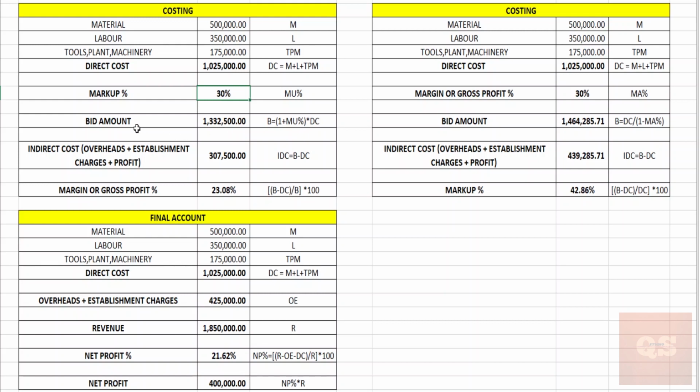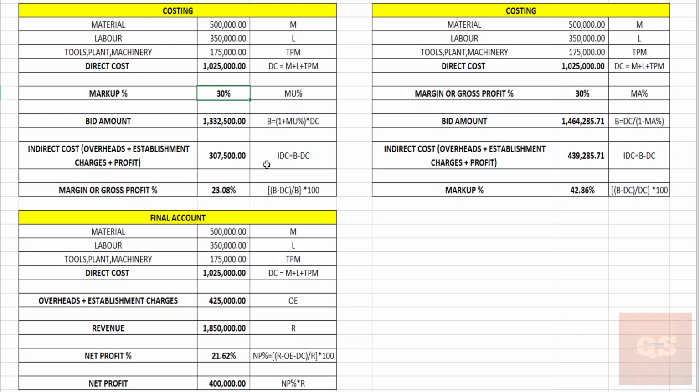So if you see the formula, your bid amount will be 1 plus markup percentage into the direct cost. Here in this formula, it will be 1.3 times your direct cost. So 30% of 1,025,000 will give you your markup amount, and you'll be adding that to your direct cost to get 1,332,500. So this will be your selling price or your bid amount.